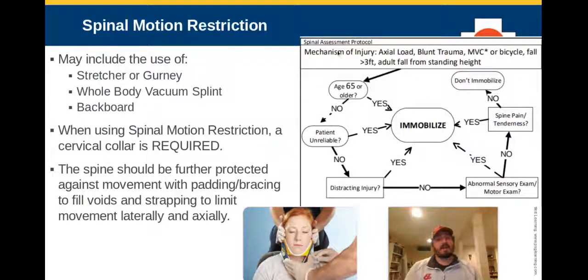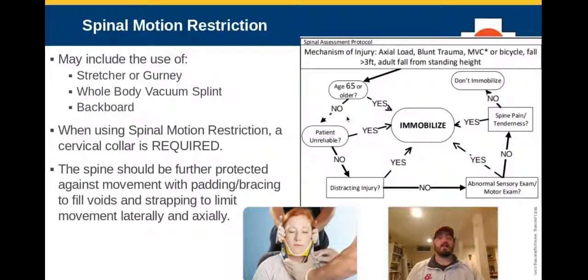So this is kind of out of, and I like this little flow chart. So when do we immobilize? So mechanism of injury, right? Blunt trauma, motor vehicle crash or bicycle, fall greater than 3 feet. That's it. If you fall more than 3 feet, or an adult fall from standing height. So you're standing and you fall down and hit your head. Okay, so if you're older than 65, yes, if any of those happen, you need to immobilize with a C-collar and SMR.